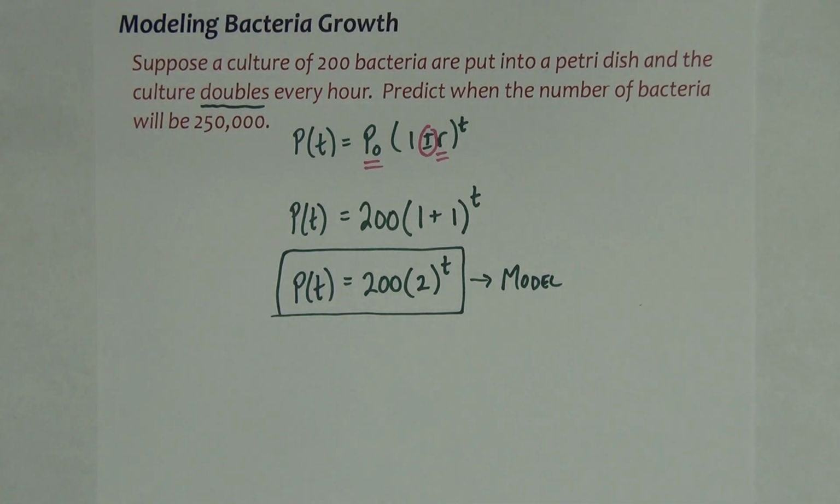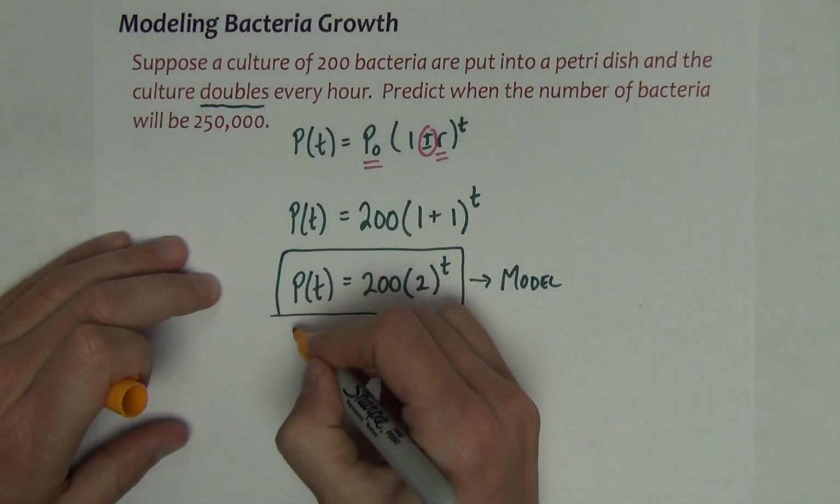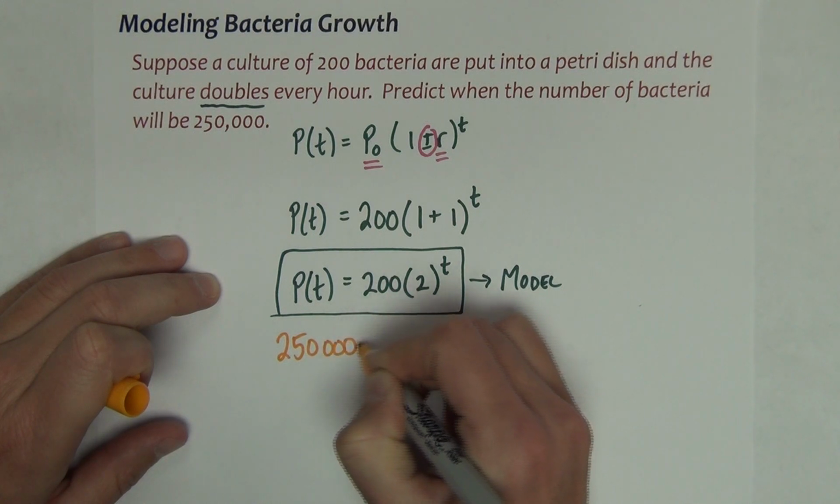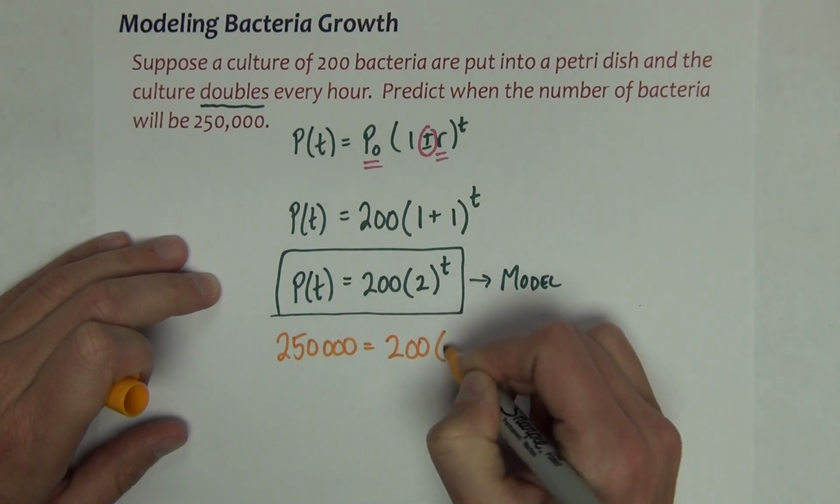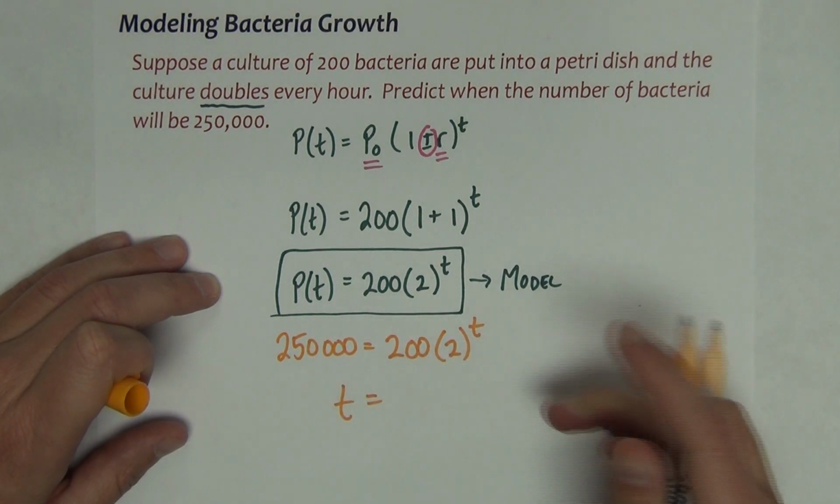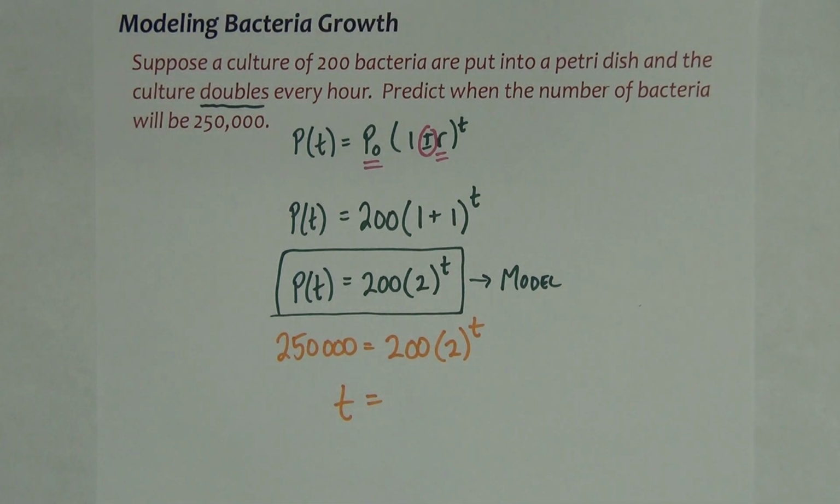Now the question that we actually want to answer is when, not how many, but when will the number of bacteria be 250,000? So we want the population p to be 250,000, and we need to solve that for t. Well, solving that for t requires some mathematics that we haven't quite studied yet this chapter, but we can use our graphing calculators to solve this problem, similar to how we did in the last section. So let me show how I'm going to do this.